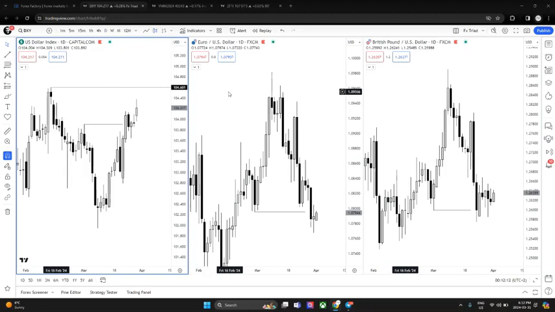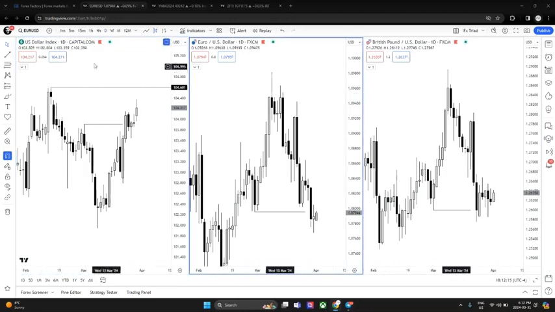But for technical analysis, you need to have these pairs beside each other. You need to be able to compare them, right?